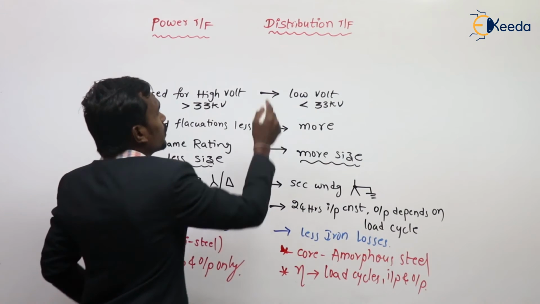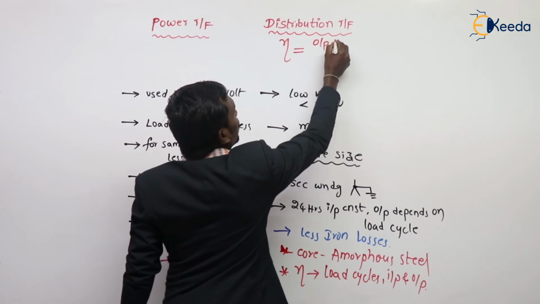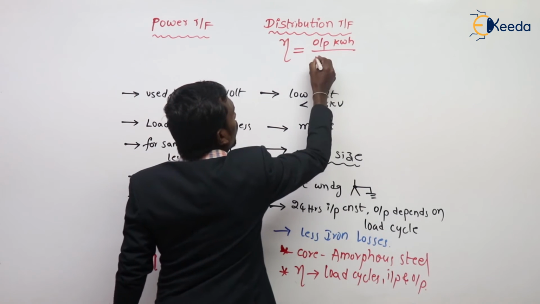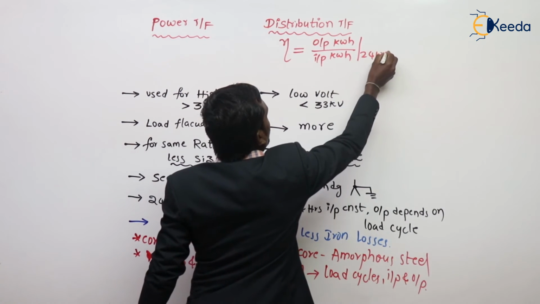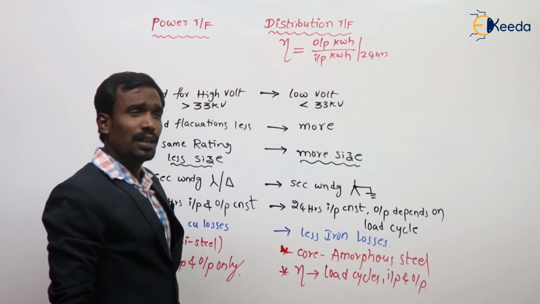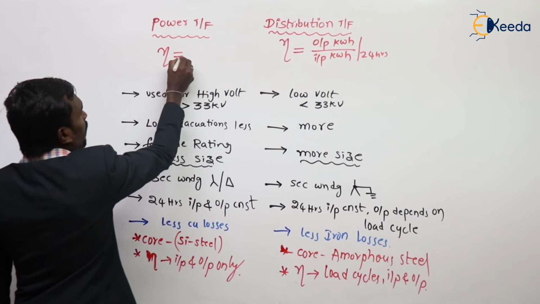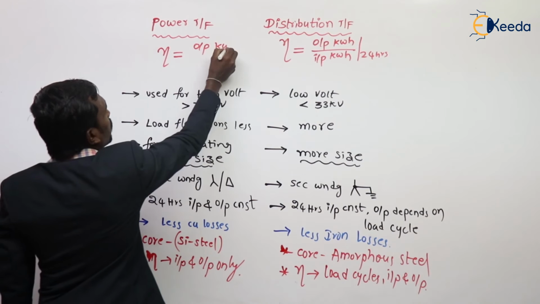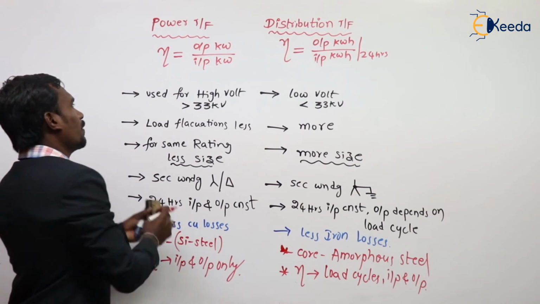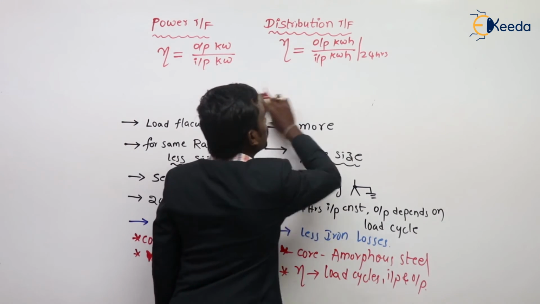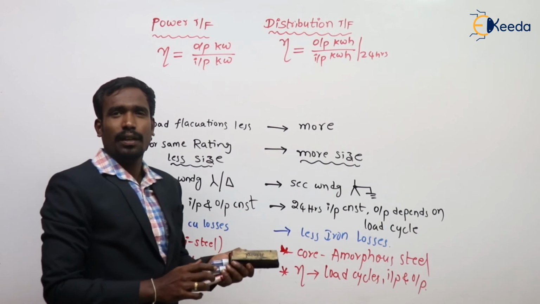And next one, in a distribution transformer, efficiency is equal to output in kilowatt hours upon input in kilowatt hours for 24 hours, within 24 hours. This is the efficiency of a distribution transformer. But the efficiency of a power transformer is equal to output in kilowatts upon input in kilowatts. This is the main difference between power transformer and distribution transformer.